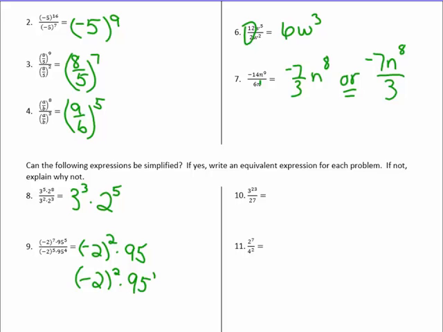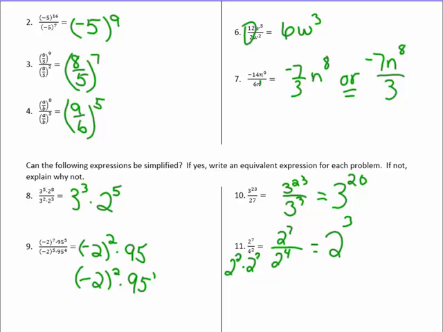Either way. Here, I have to rewrite 27. I know, believe it or not, that 27 is the same as 3 to the 3rd. Because 3 times 3 times 3. So now that the bases are the same, now I can subtract my exponents, 3 to the 20th. I'm going to do the same thing over here. I'm going to change 4 to 2 squared, but I need 2 of them, which is really 2 to the 4th. Keep your base. 7 minus 4 is 3.